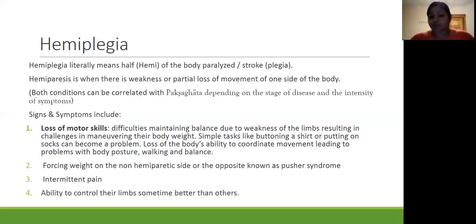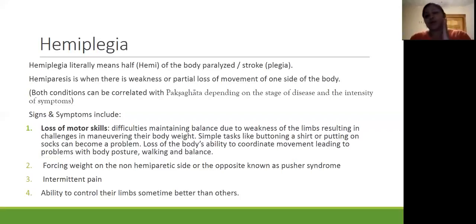They'll have, of course, loss of the body's ability to coordinate the movements, and that results in problems with body posture, in walking and in balance. So for instance, one of the typical signs of a person who has this condition is a circumvent walk. On the affected side, it's like they're dragging the leg. If they take a step on the regular side, they're able to take one step forward and balance on that one foot. But in order to take a step forward on the affected side, the foot is not able to lift up and move in the same way as the other side. So what they end up doing is they drag the foot, and it presents as the foot being dragged in a circular motion.